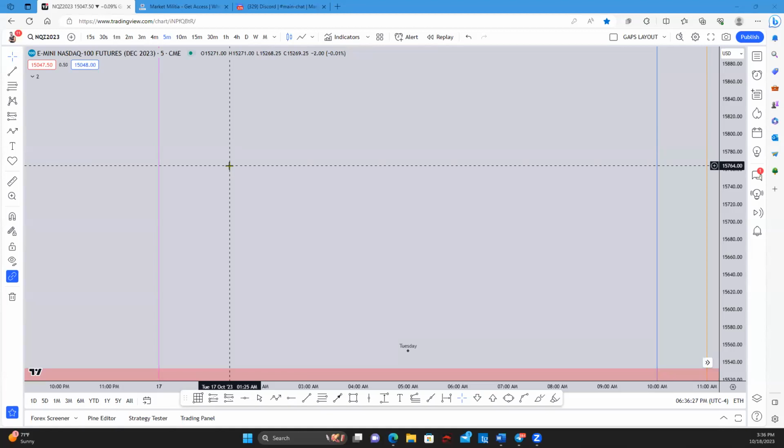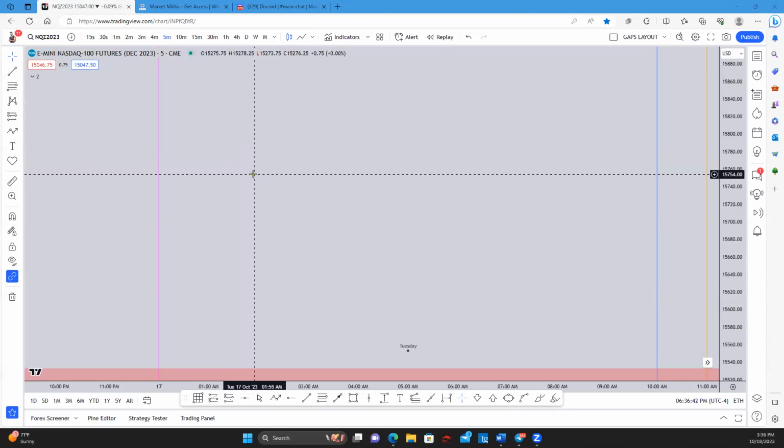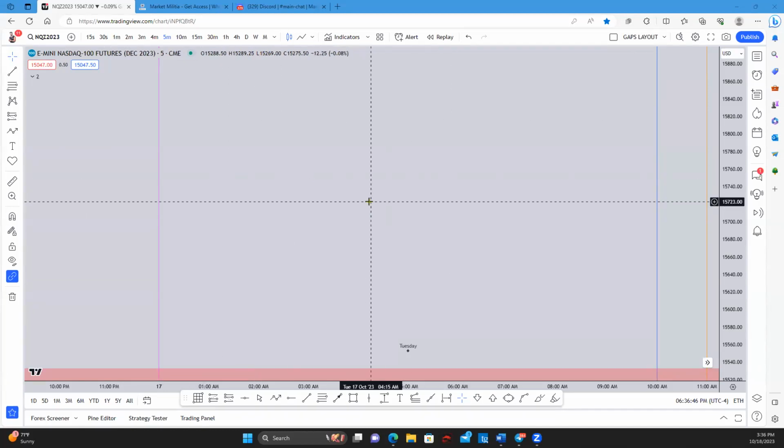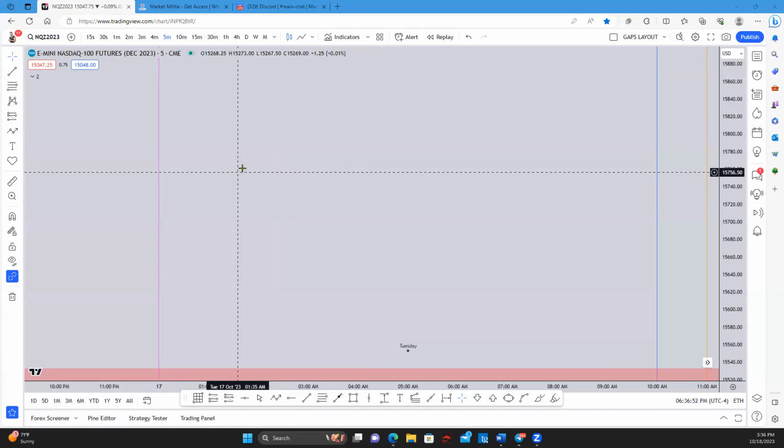Today, we're going to go over the ICT strategy gem that helped me get funded 100K in funding. So today we're going to look at NASDAQ as an example. This works on all time frames, on all asset classes. This is going to be somewhat of a model inside of a model.